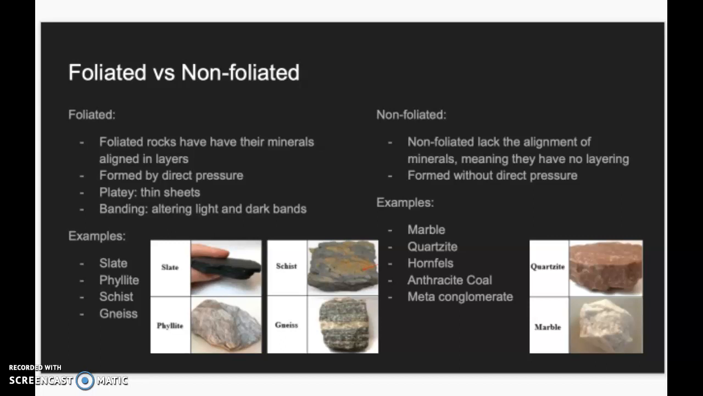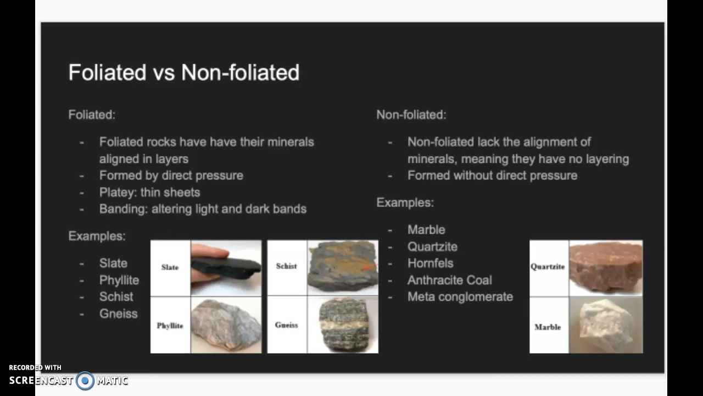Foliated rocks have had their minerals aligned in layers, and they are formed by direct pressure. Foliated can either be platy, which has thin sheets, or banding, which has alternating light and dark bands. Some examples of foliated rocks are slate, phyllite, schist, and gneiss.